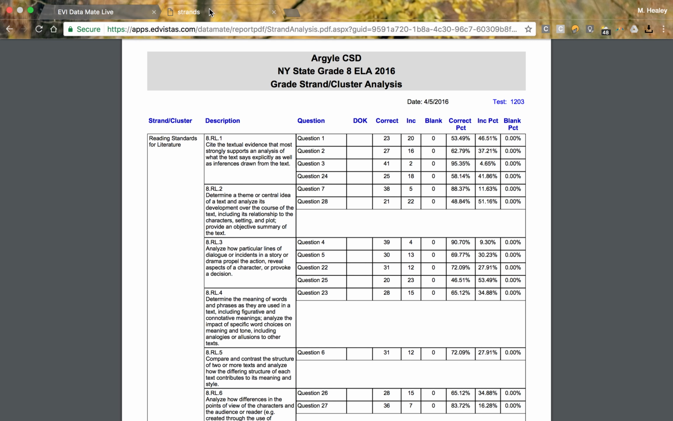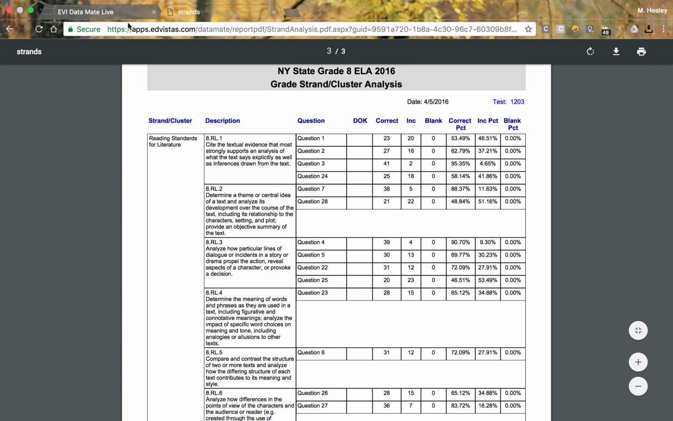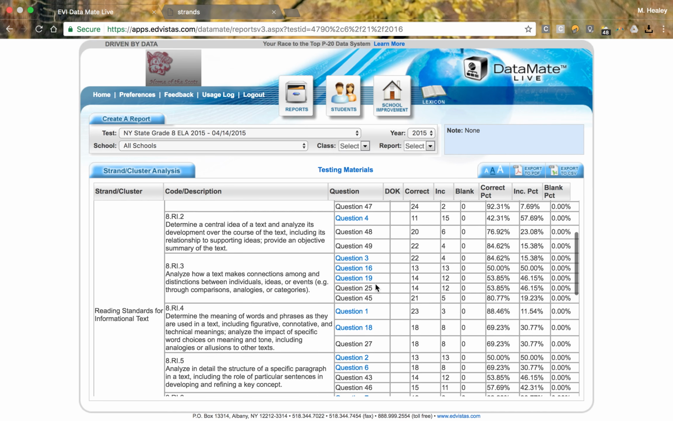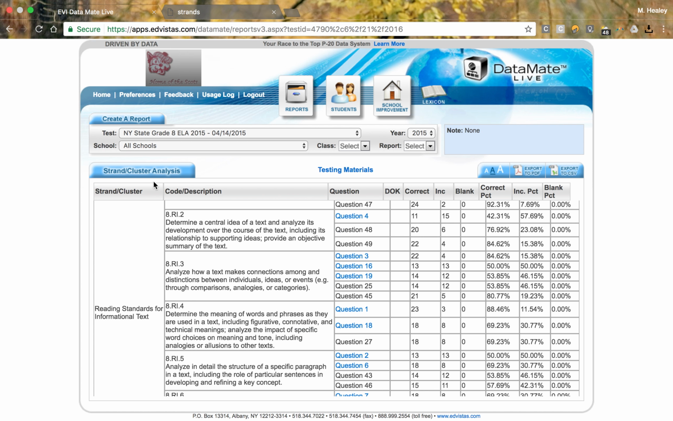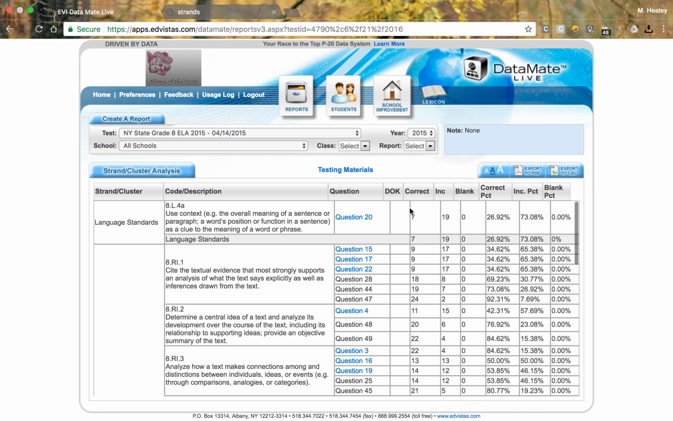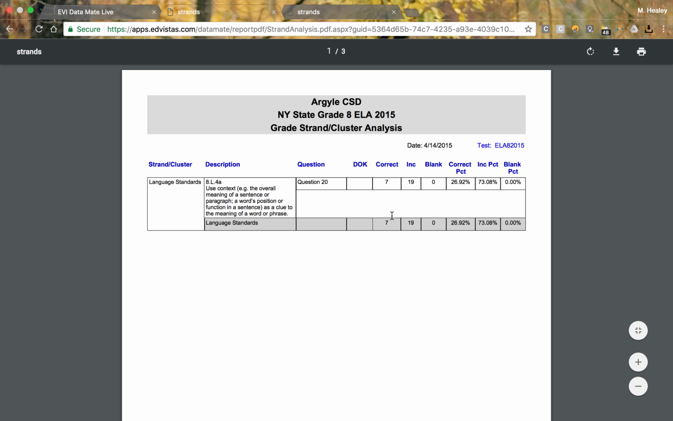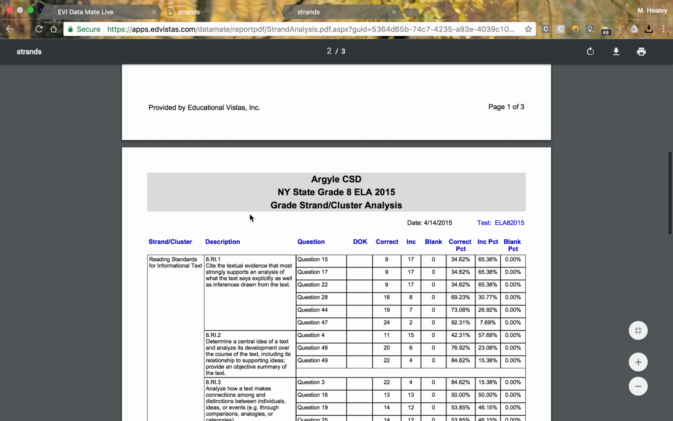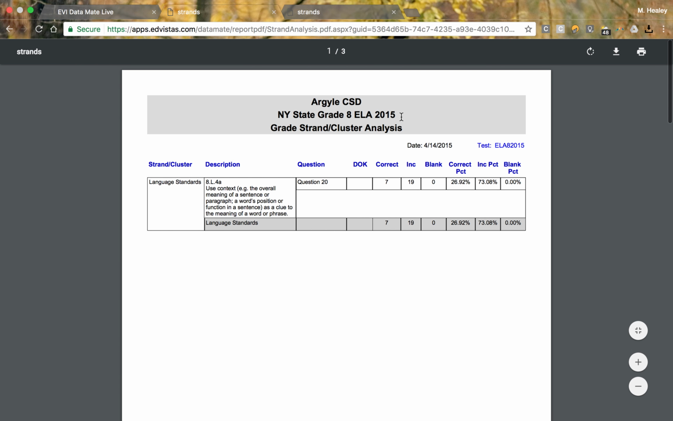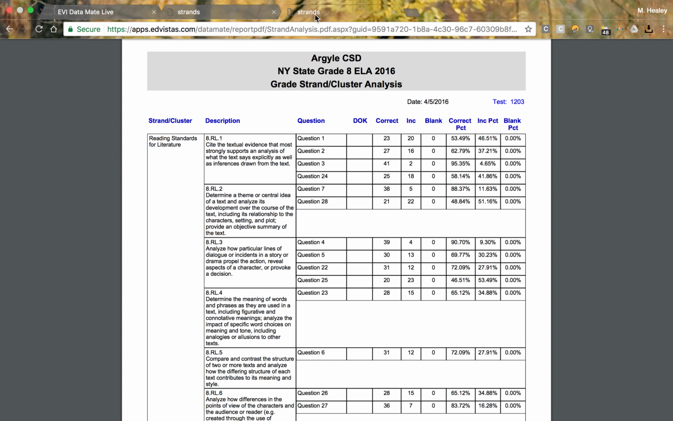And again, you have our 2016 here. If I go back over, you see the same strand cluster analysis, but this is for 2015. And you can export that as well. And it takes just a minute. And again, you'll have that 3-page report, but this is for 2015. You can have 2016.